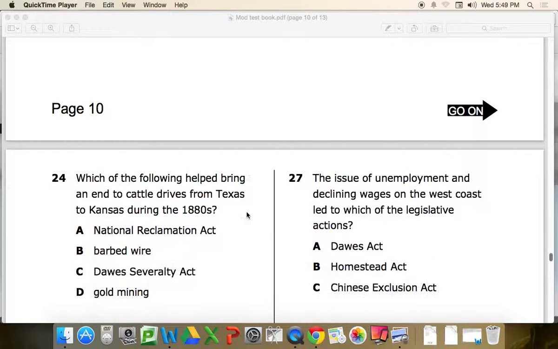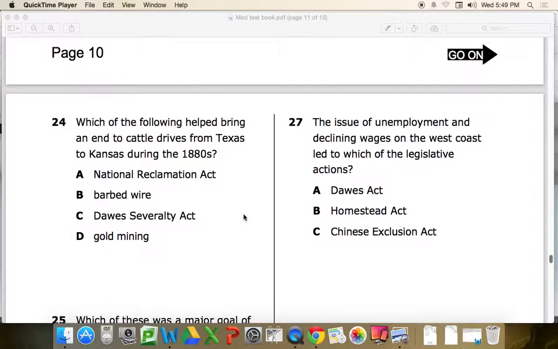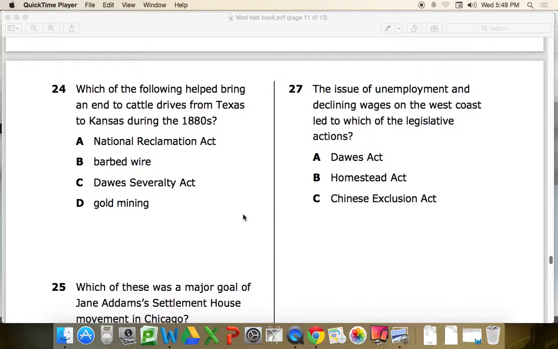The next one is number 24. This one we mentioned kind of briefly, and I kind of threw that in there, so I guess I can see why you might have missed it, because it wasn't a point that I really hammered home, but you should have maybe just logically thought about it. Which of the following helped bring an end to the cattle drives? Barbed wire, right? They put barbed wire up and it kept them from being able to run the cattle all the way up from Texas.